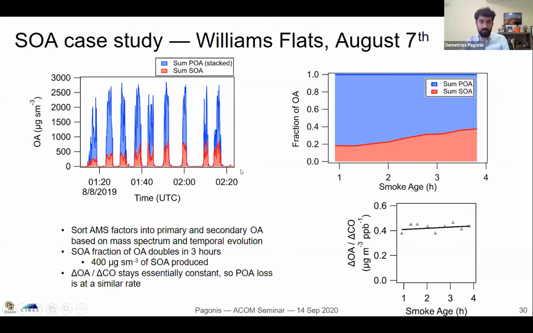And then similarly, each of the factors that we've called POA is being lost as we travel. And so the net effect here is that our mixing ratio for OA is sitting flat despite all this change in composition.